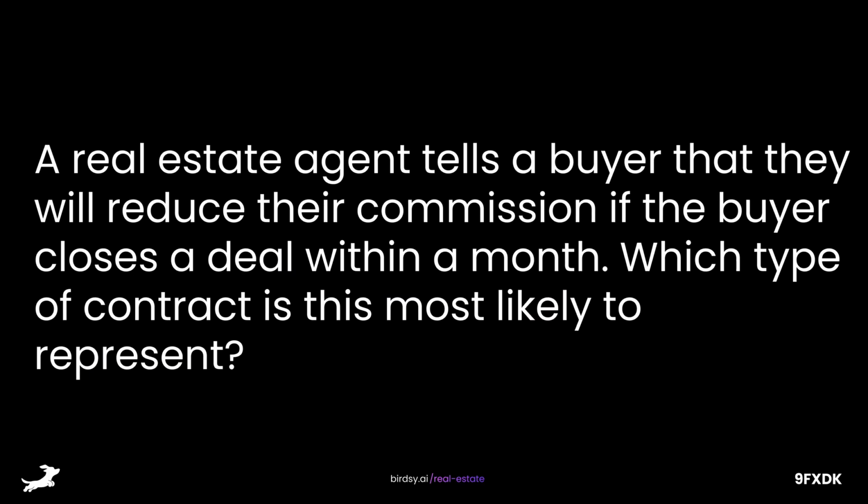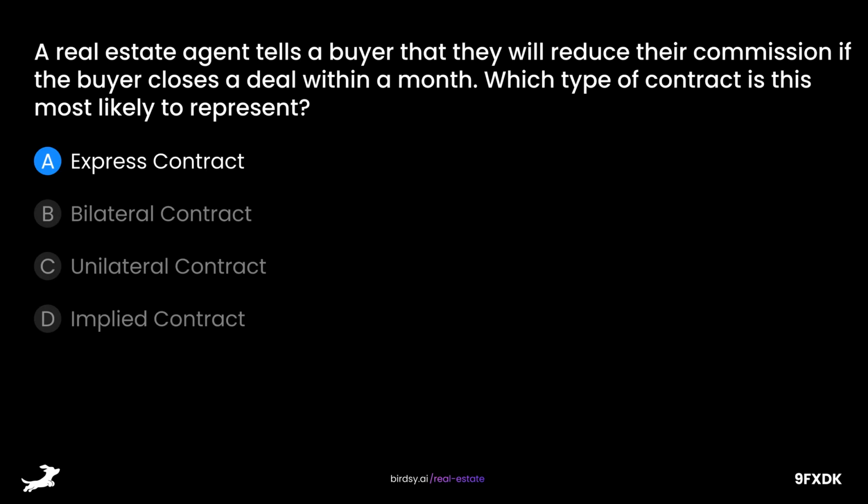A real estate agent tells a buyer that they will reduce their commission if the buyer closes a deal within a month. Which type of contract is this most likely to represent? Is it A, express contract, B, bilateral contract, C, unilateral contract, or D, implied contract? The answer is C, unilateral contract.